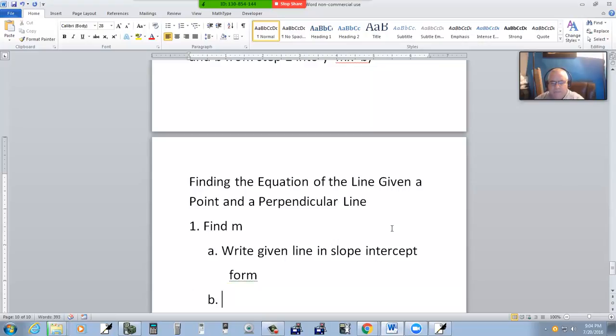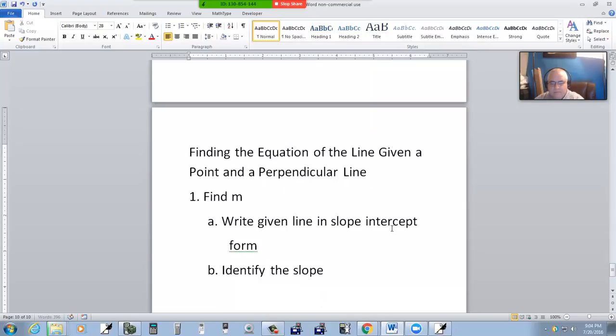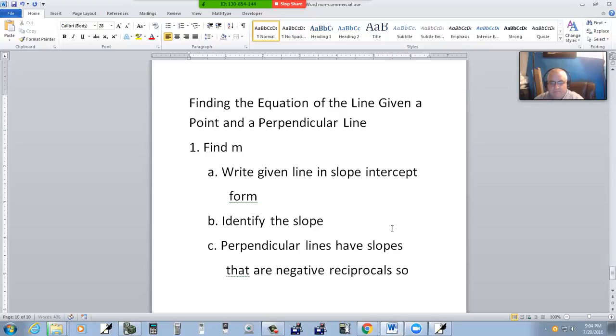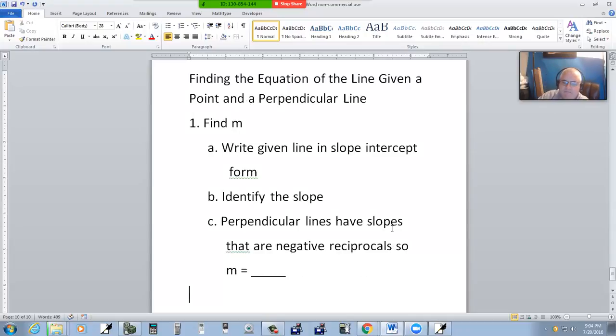B, identify the slope. Now C, perpendicular lines have slopes that are negative reciprocals. So m is going to equal to, and then we'll talk about that.